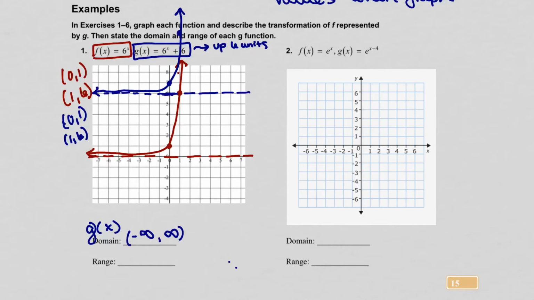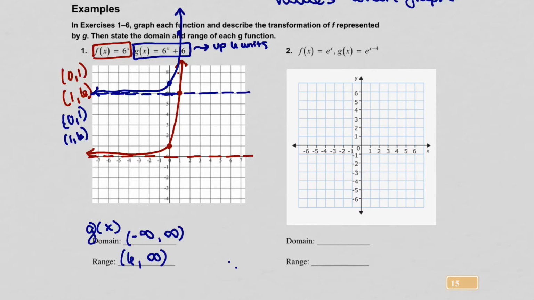Then our range, if we look at our range, well, what is the lowest my g of x can be? The furthest down it's ever going to get is to hug that asymptote, and that asymptote is at 6. And then the arrow on the top indicates it can continue to go on forever.